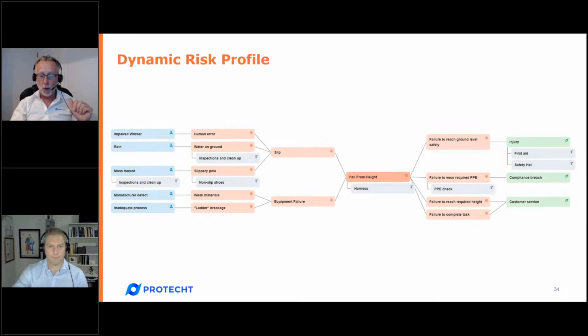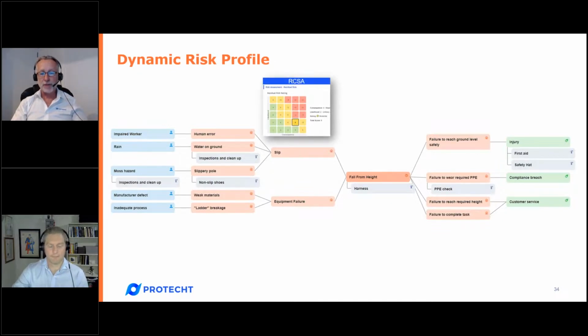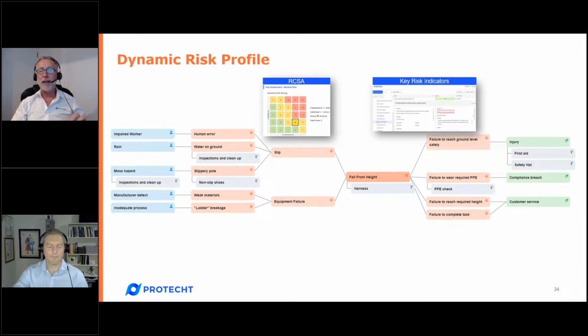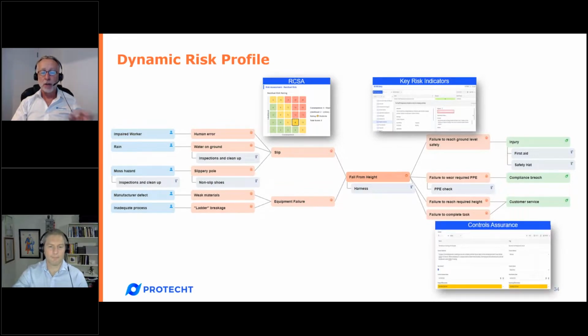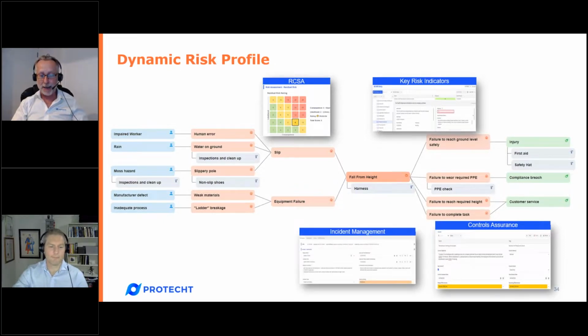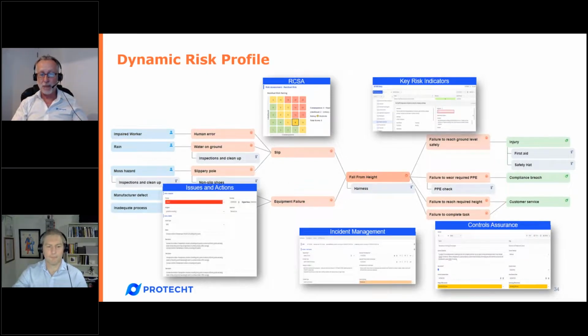So what do we add? Well, number one, you'll know that a typical risk framework will have risk assessment in it, so the risk control self-assessment. So we're going to have that, which shows the likelihood and impact of the main event. We're also going to have key risk indicators scattered throughout that bow tie, our KRIs. We're also going to have controls assurance to say whether our controls are effective, partially effective, or ineffective. We're going to have incident management, which shows historically how many of these risks have actually led to an incident. And we're going to have issues and actions management, where we've identified issues we need to fix.